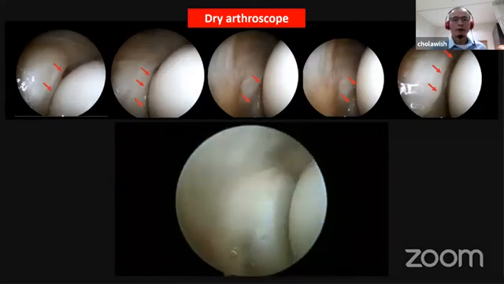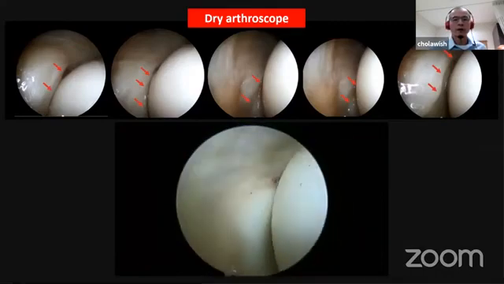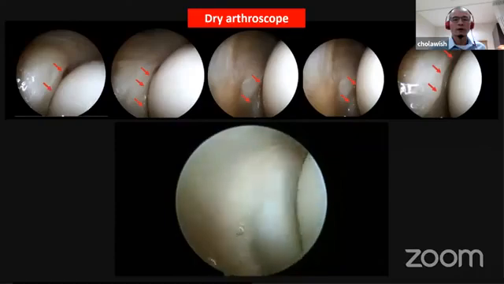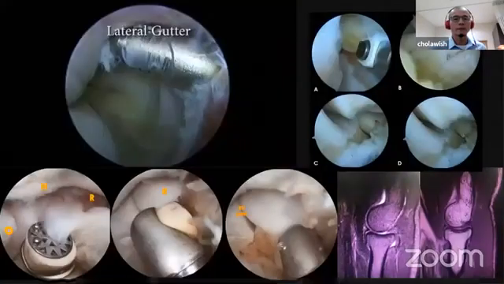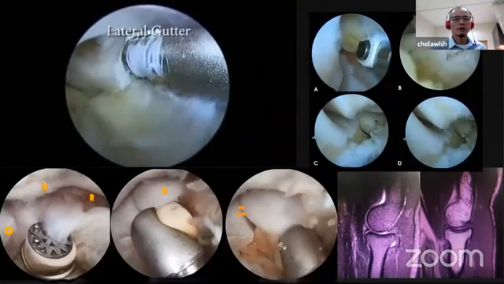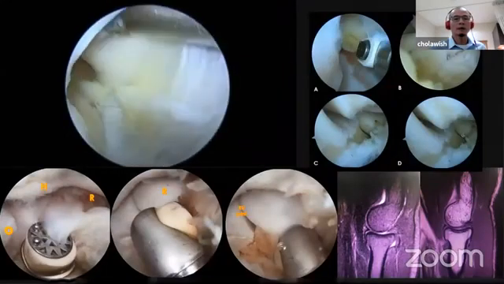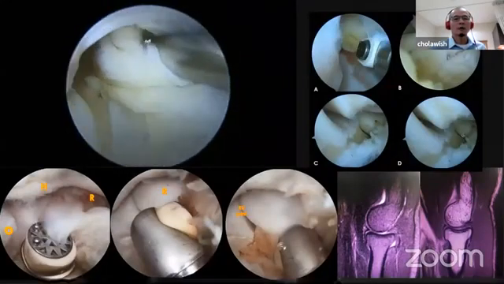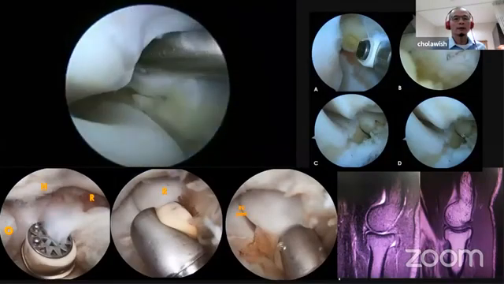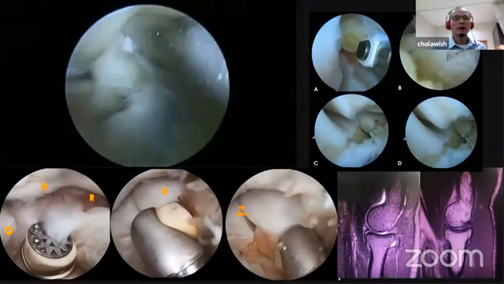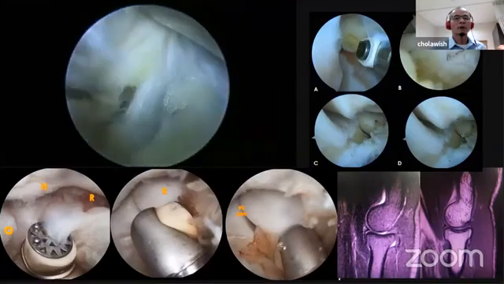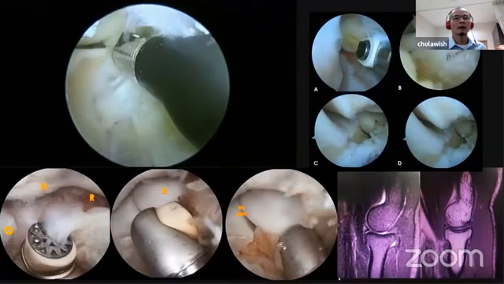When we let the water in, you can see that the synovial fringe can impinge in the radiocapitellar joint and cause pain there. Here is a video clip of the back. This here is a lateral olecranon plica. And right now I divide the posterior plica that stays in the back of the radial head.